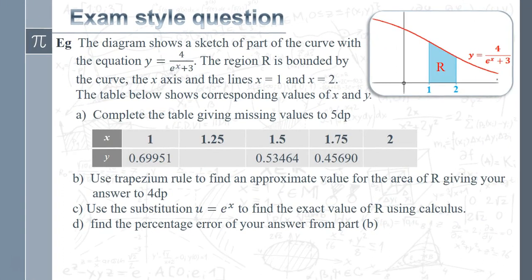Let's have a look at an exam style question. So we've got 4 parts to do with this. We're dealing with the curve y equals 4 over e to the x plus 3 between those two values of x, x equals 1 and x equals 2.